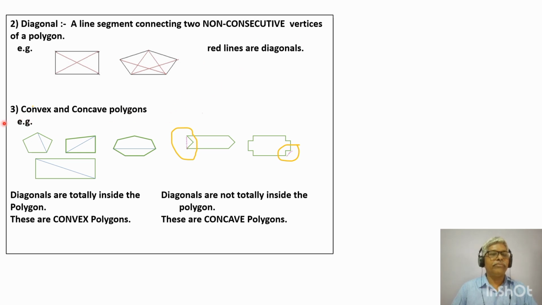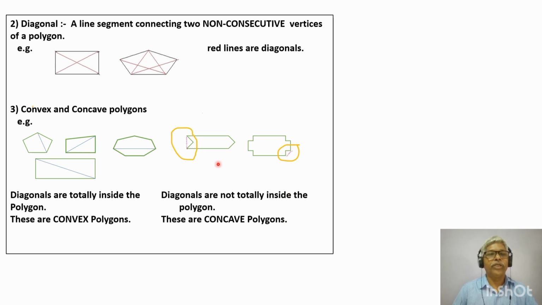From this we move ahead to find what convex and concave polygons are. See these figures and these figures, they have different shapes. How will you explain the difference between these two in proper mathematical language? When diagonals are totally inside the polygon, these are called convex polygons. You see here, if you draw any diagonal, it falls totally inside this figure. In this case, diagonals are not totally inside the polygon. These are called concave polygons.